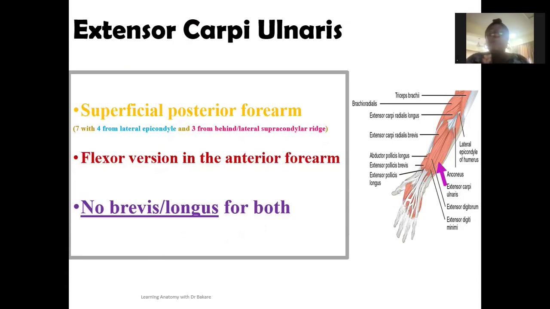We do not have a brevis and a longus version that is seen in the radialis version of this muscle. Don't forget that we also have the radialis version of the extensor carpi ulnaris, which is the extensor carpi radialis. The extensor carpi radialis is seen in the posterior compartment of the forearm, and it is seen to have a brevis and also a longus version. While in the flexor compartment, the radialis version is not seen to have a brevis and a longus version. And it is important that we highlight this.